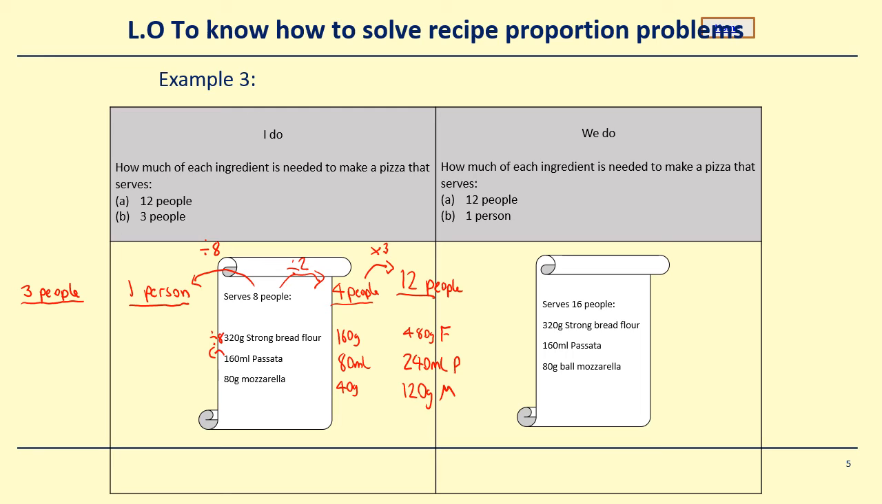Okay. So 320 grams divided by 8, that's going to give me 40 grams of flour. 160 ml divided by 8 is going to give me 20 ml of passata. And 80 grams of mozzarella divided by 8 is going to give me 10 grams of mozzarella. And then to get from 1 to 3, we're obviously multiplying by 3. So times all of these ingredients by 3, that's going to leave 120 grams of flour, 60 ml of passata, and 10 grams of mozzarella times 3 gives me 30 grams of mozzarella.